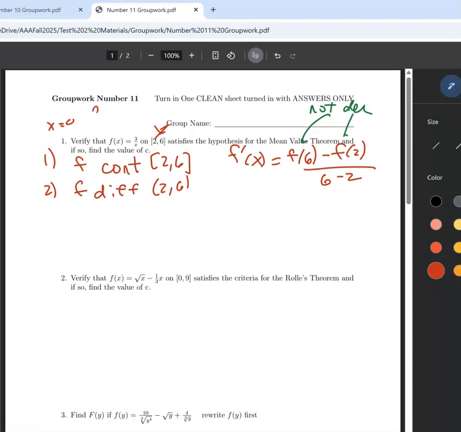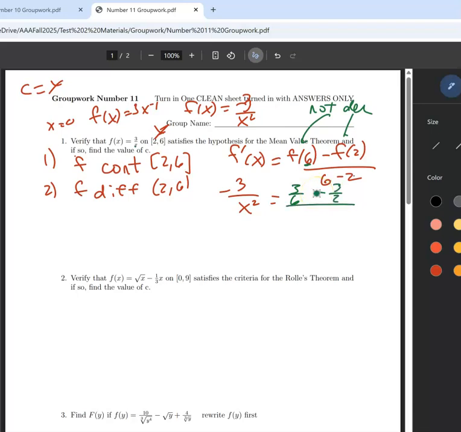So if I was to take the derivative, and again, I like rewriting this, the derivative would be negative 3 over x squared. And the c I'm solving for is x, right? The c is the x value. So if I plug in 6 into the function, I'm going to go slow, 3 over 6 minus 3 over 2, and then 6 minus 2 gives me a 4. So let's go. I don't want to make an arithmetic mistake, right? So that's 1/2 minus 3/2 over a 4.